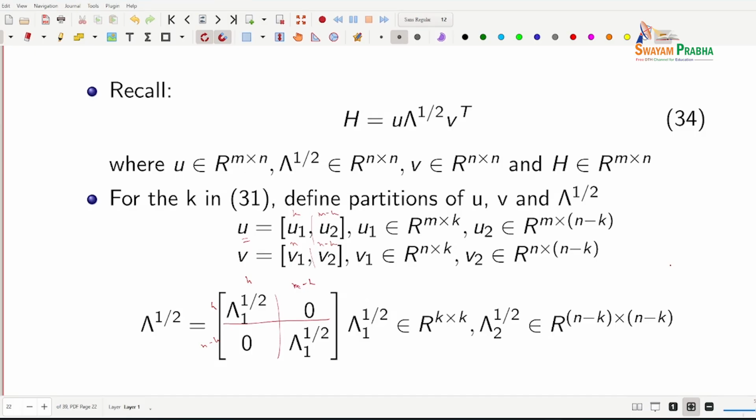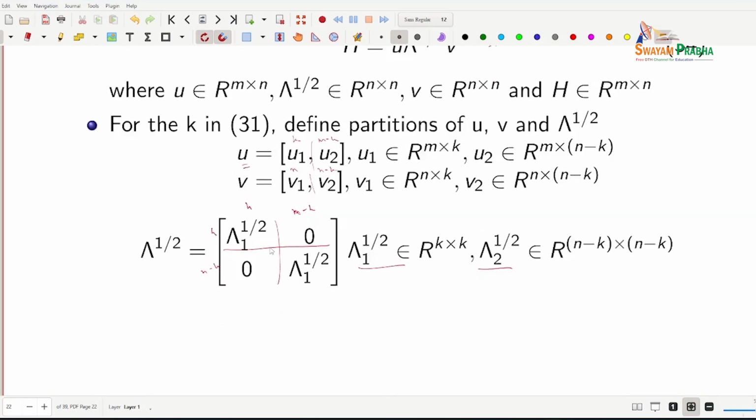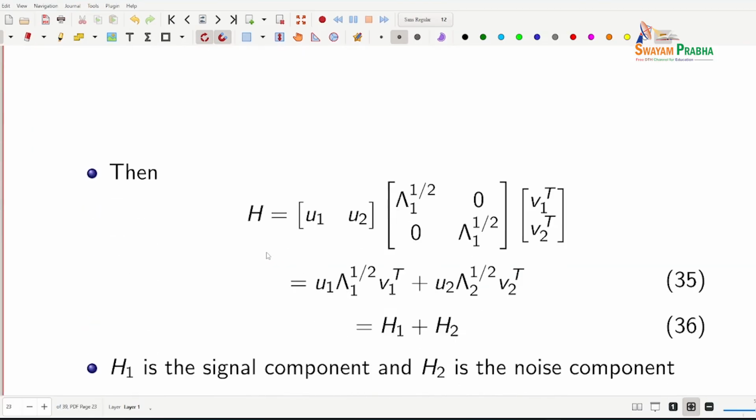K by K, n minus K by n minus K, this is lambda 1, lambda 2. So by applying this partition to 34, we are going to get a very natural decomposition of H, which becomes U1, U2, lambda, U1, U2, which essentially now becomes U1 lambda 1 to the power half V1 transpose plus U2 lambda 2 to the power half V2 transpose. This is H1 plus H2. Please understand, this is the signal component, this is the noise component.